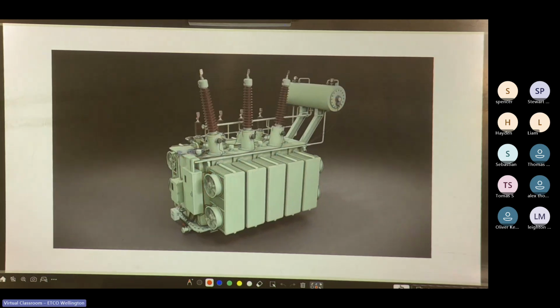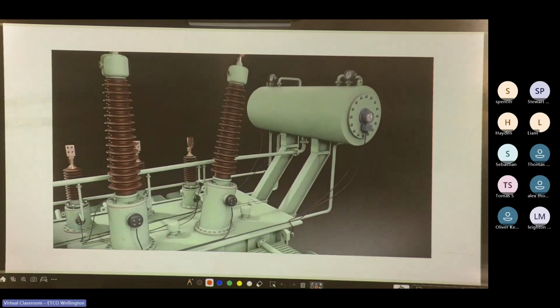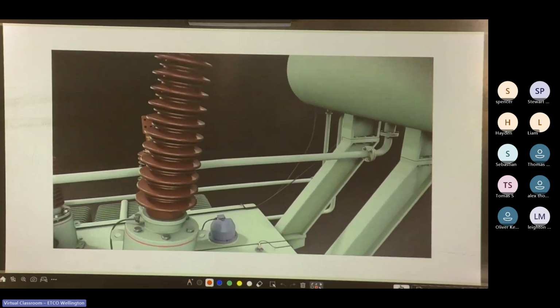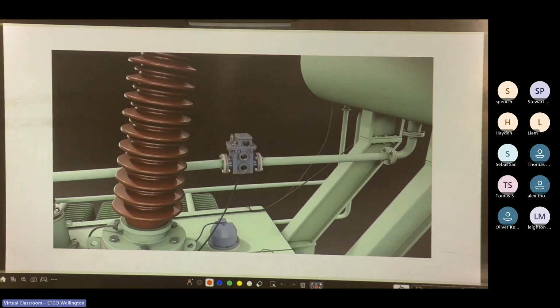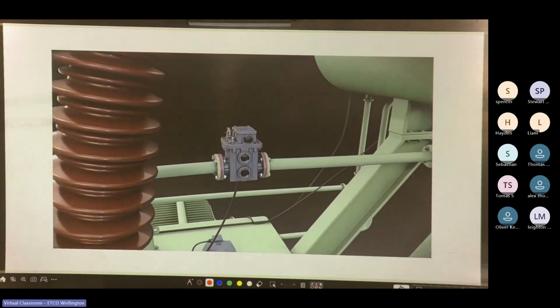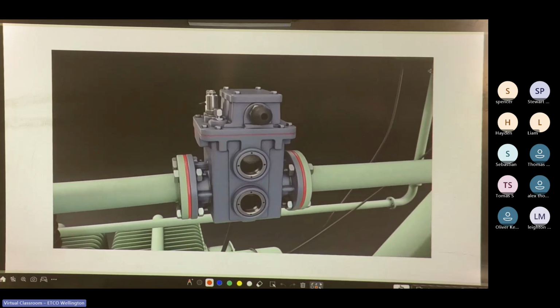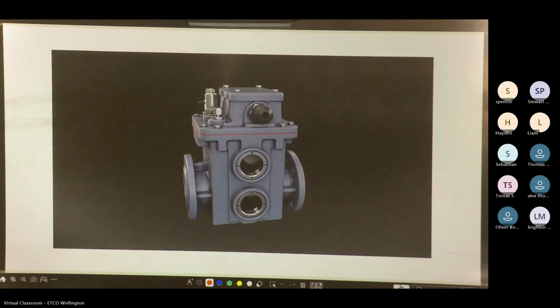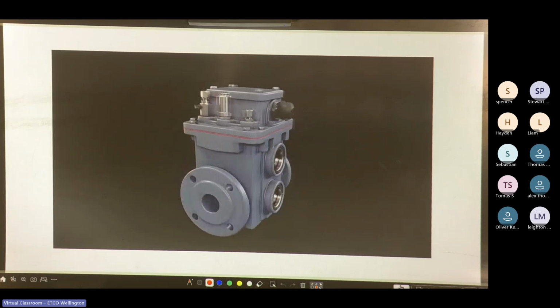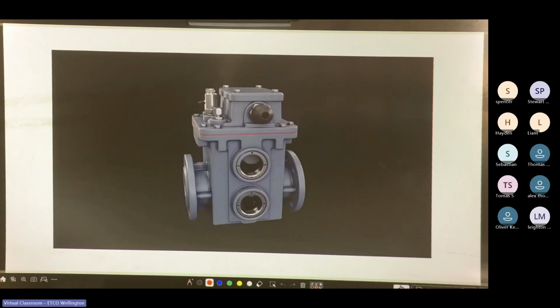A Buchholz relay is used exclusively for oil-filled transformers and is connected between the main tank and the conservator at a slightly elevated angle of around 2 to 5 degrees. The body of the relay is made of aluminum alloy, and two flanges on the body allow easy connection of the relay to the tubes. Two large inspection windows are fitted on both sides of the relay housing for convenient inspection.